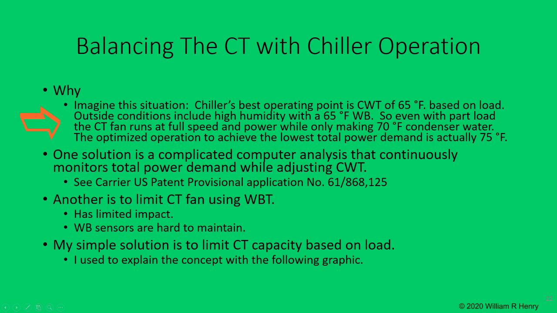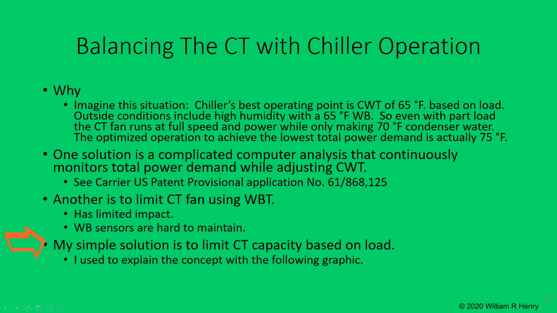The cooling tower cannot achieve the desired condenser water temperature due to high wet bulb conditions and therefore operates at full speed. Carrier and Johnson Controls solve the problem with methods using complicated computer routines that test and adjust condenser water temperature, then test again in an effort to achieve the lowest common temperature for best power demand. Another theory promotes the use of wet bulb boundaries, but results are limited. Here is a simple solution I can show you.